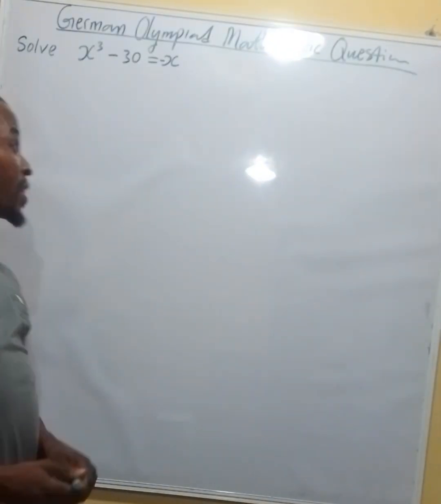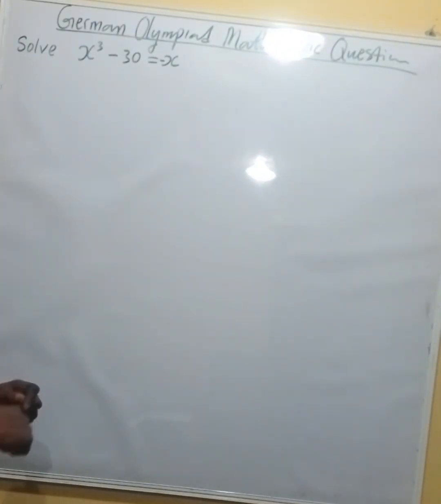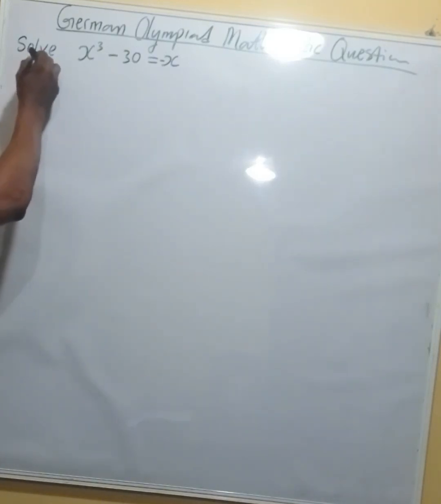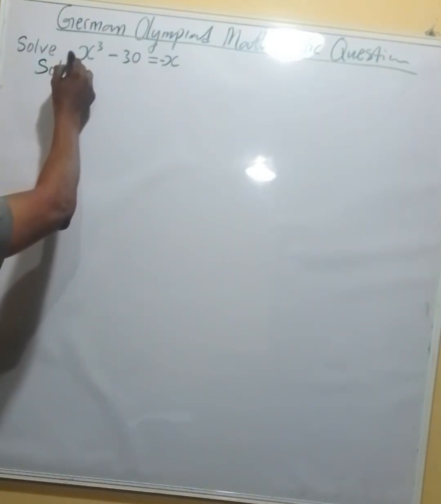Good day, class. Let's solve this German Olympiad mathematics question together. The question says: solve x raised to power 3 minus 30 equals minus x. Now, the solution.